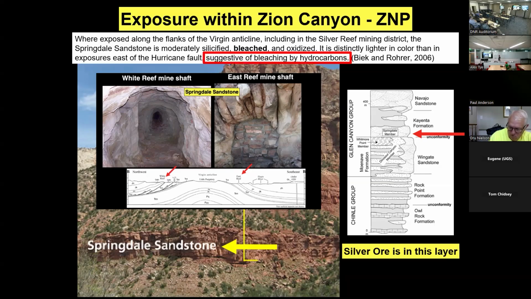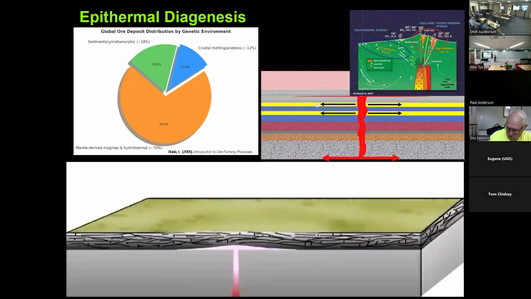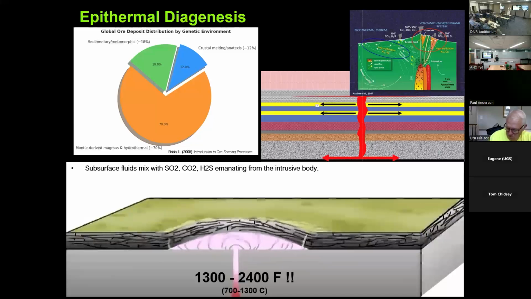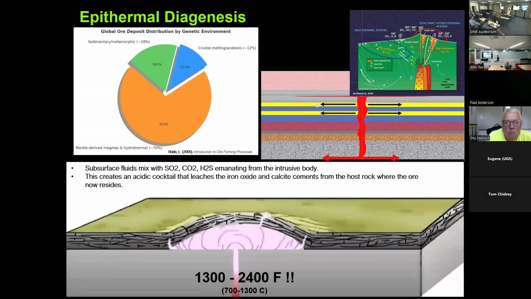So some folks think that this is bleaching by hydrocarbons. And I don't think that's what's happening here. I think we're looking at the acid flush prior to ore emplacement that actually leached, not bleached, leached the sandstone. So what I think happened here is you have extremely hot temperatures in the subsurface. The subsurface fluids mix with sulfur dioxide, carbon dioxide, and H2S emanating from the intrusive body. And it creates that acidic cocktail that leaches the iron oxide and calcite cements from the host rock where the ore now resides, prepping it to receive ore-bearing fluids.